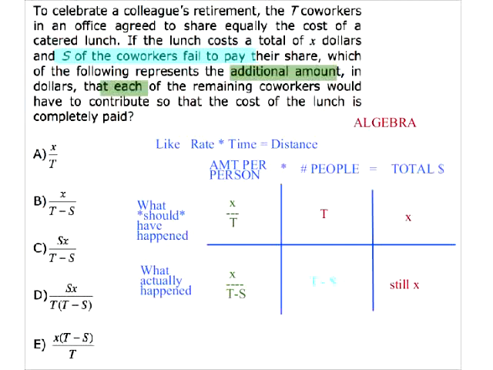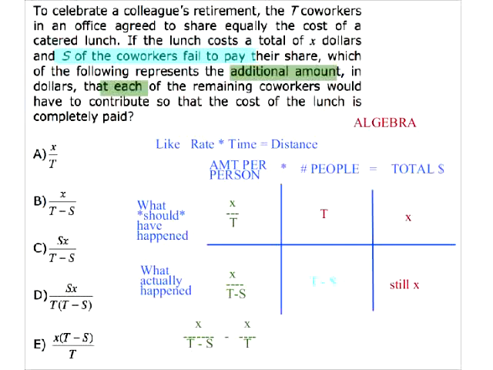And then the additional amount that each would have to contribute, this is a bigger number. Because there's fewer people who wound up getting stuck with a bigger bill. So they're going to be paying more money each. So you have to subtract in that direction. It's the big fraction minus the small fraction. So X over T minus S minus X over T.